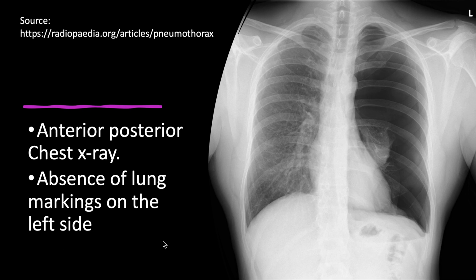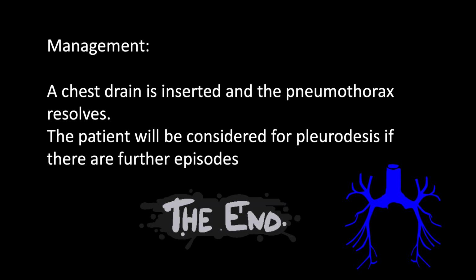So this is an anterior-posterior chest x-ray. And we can see on the left side, there's a lack of lung markings, so a loss or absence or lack of lung markings on the left. So it confirms our diagnosis.